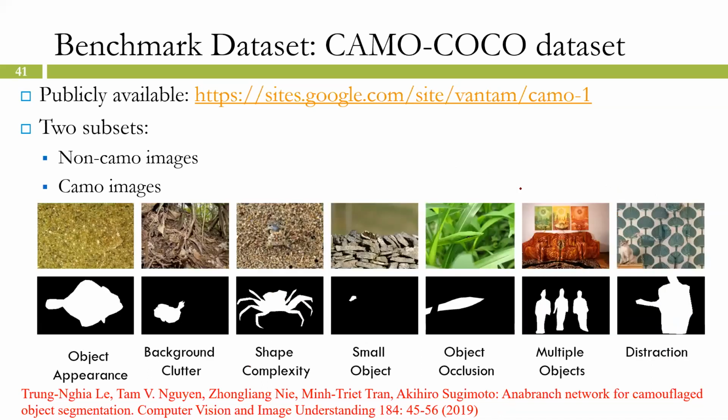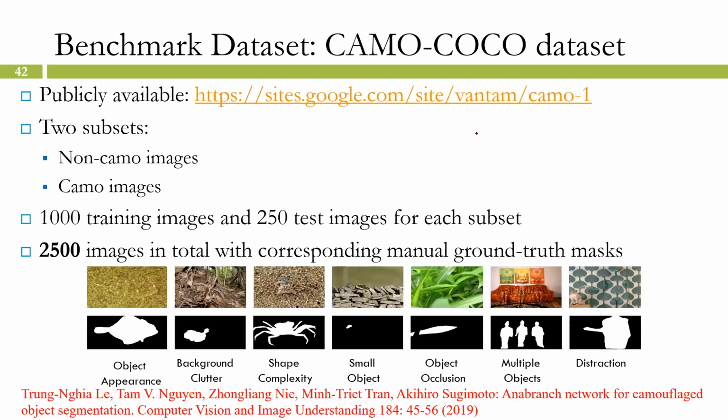And we tackle several challenges in camouflage objects, like object appearance, background clutter, shape complexity, small objects, object occlusion, multiple objects, and distraction. And finally, we collected 2,500 images with all the manual ground truth masks for model training and also for benchmarking. Well, we finished the dataset.